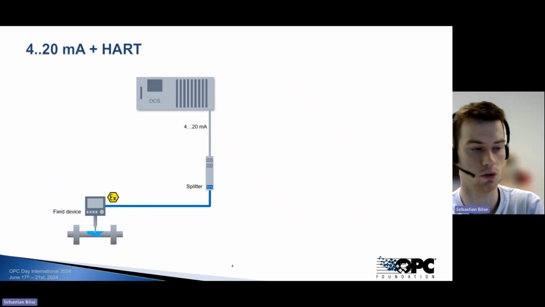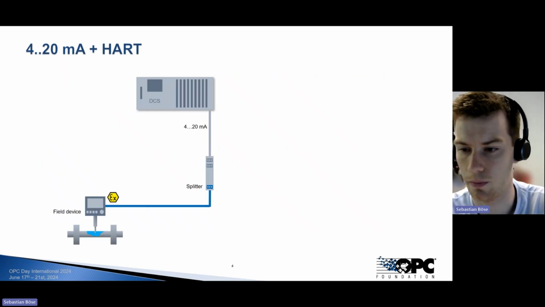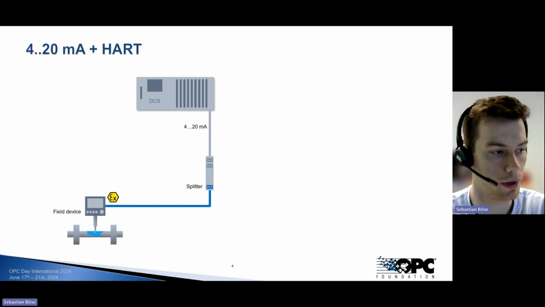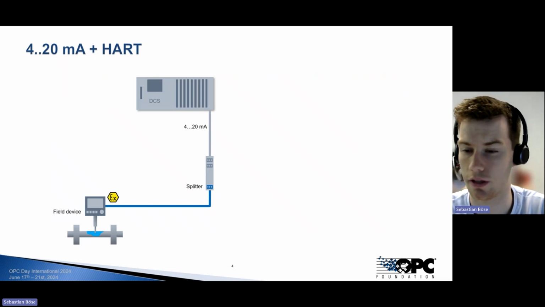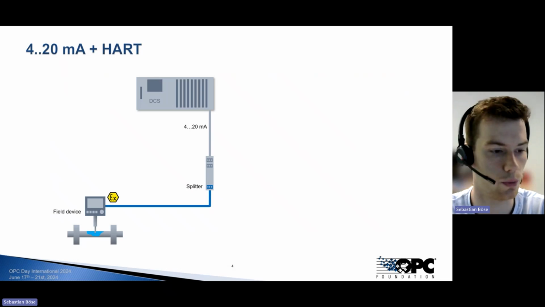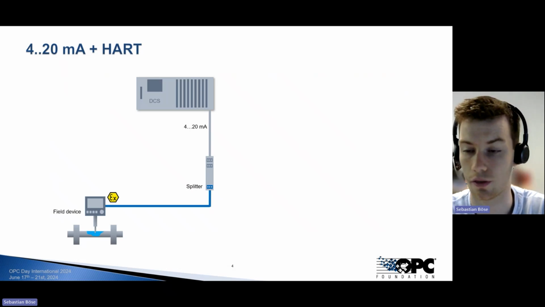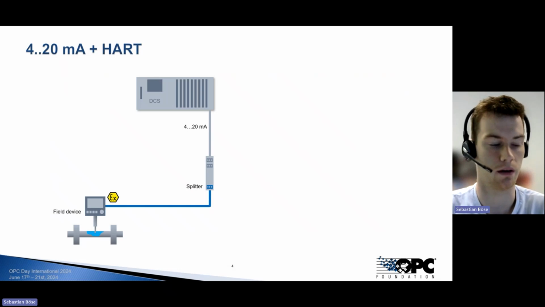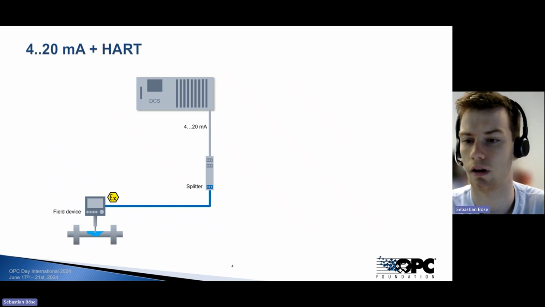So I will show you a couple of architectures that we've implemented and that we want to implement or are currently implementing, on how we accessed the additional data from the field devices and how we then send them up to the higher level systems through OPC UA and the PADIM. So this is really maybe the simplest architecture for us.